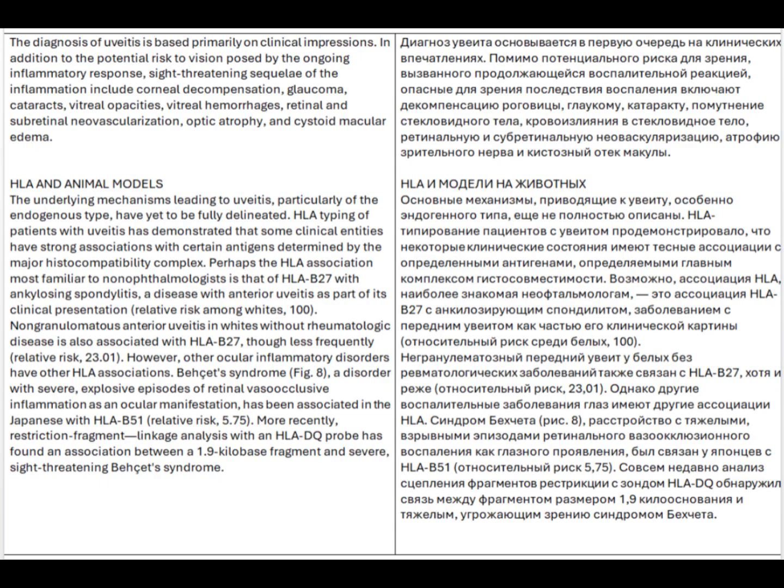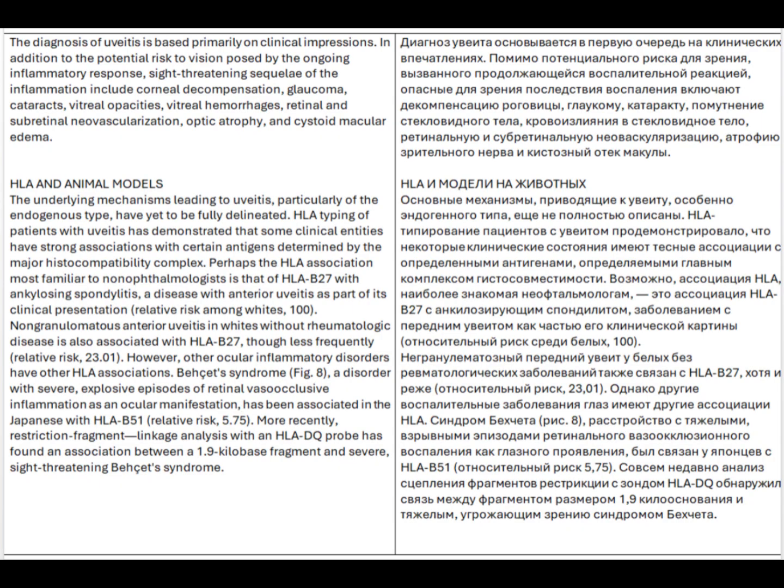HLA and animal models. The underlying mechanisms leading to uveitis, particularly of the endogenous type, have yet to be fully delineated. HLA typing of patients with uveitis has demonstrated that some clinical entities have strong associations with certain antigens determined by the major histocompatibility complex. Perhaps the HLA association most familiar to non-ophthalmologists is that of HLA-B27 with ankylosing spondylitis, a disease with anterior uveitis as part of its clinical presentation, relative risk among whites, 100.